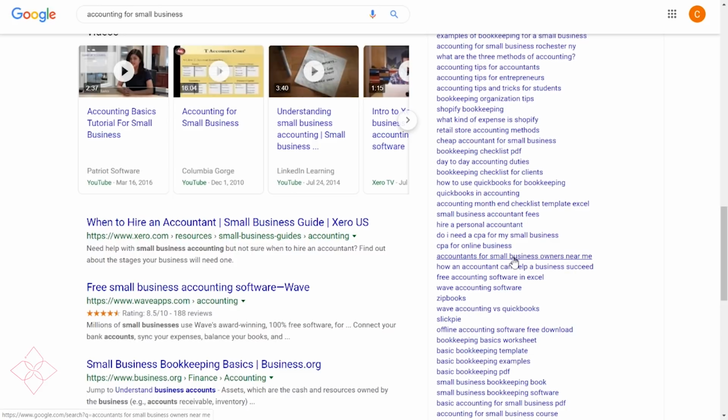So if you create content around what's being searched for on Google, not only is this going to be answering the questions that people are looking for, but it's really going to help out your SEO in terms of getting found by the people that you can serve. So I hope you found this helpful. Let's go ahead and keep moving along in my tips.